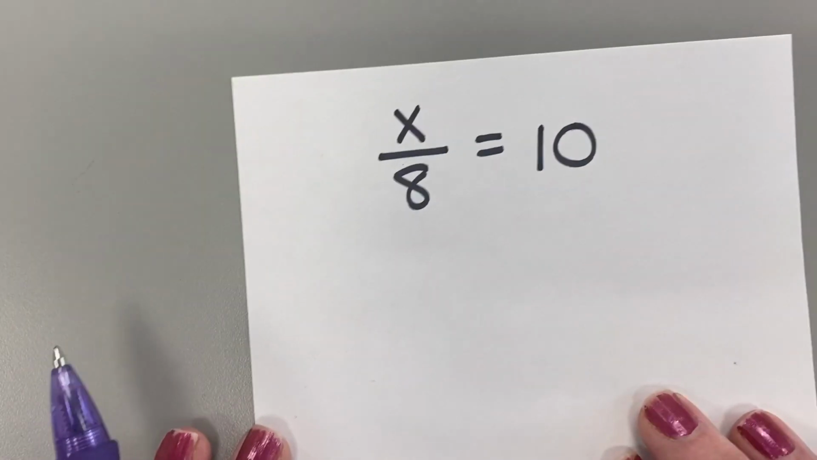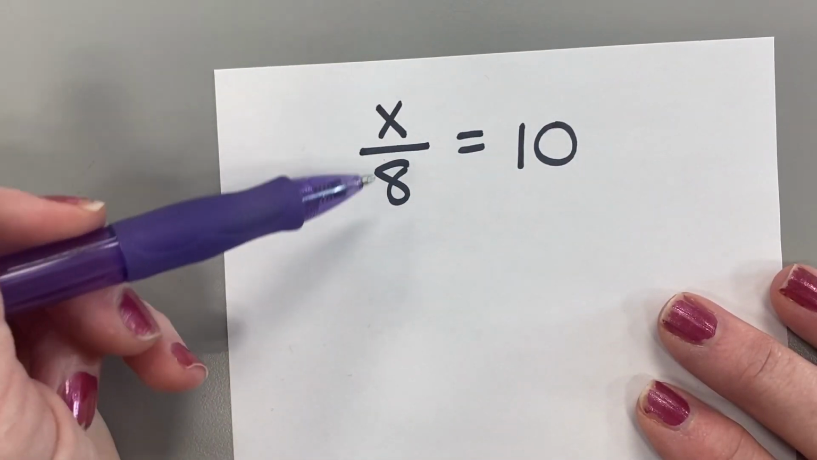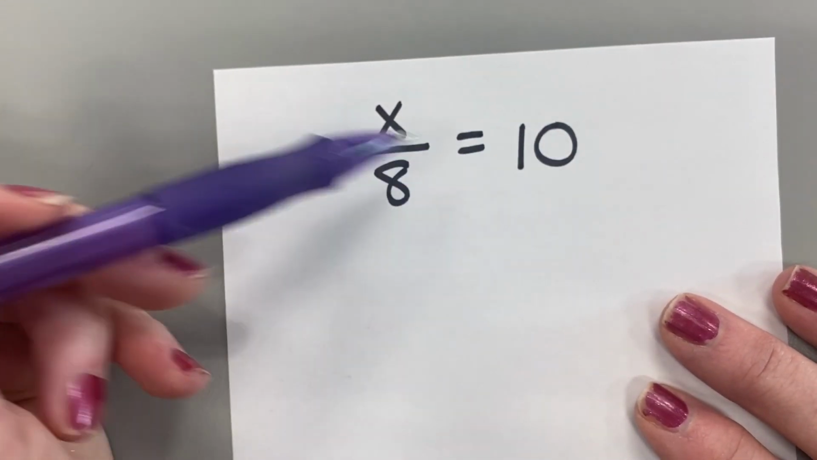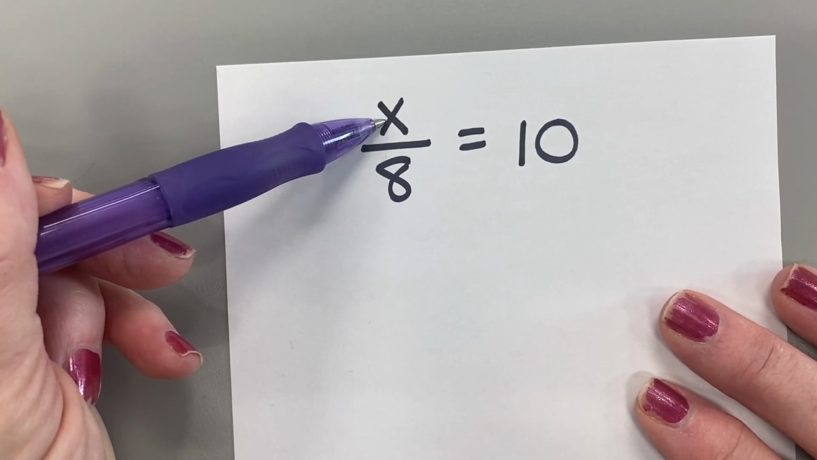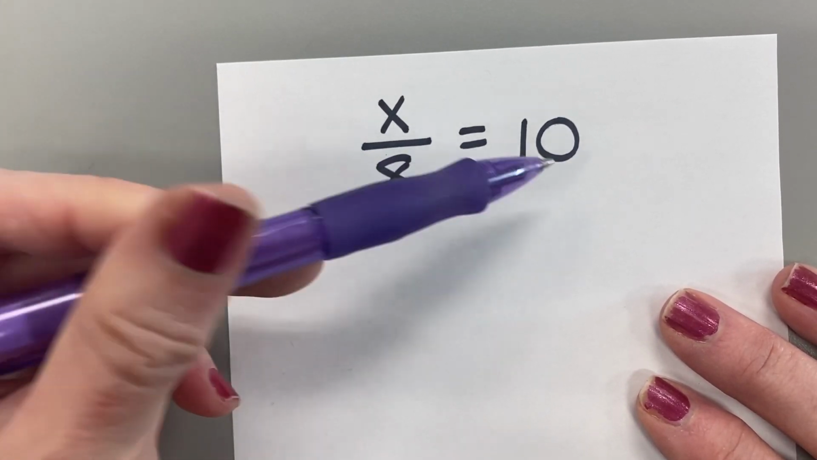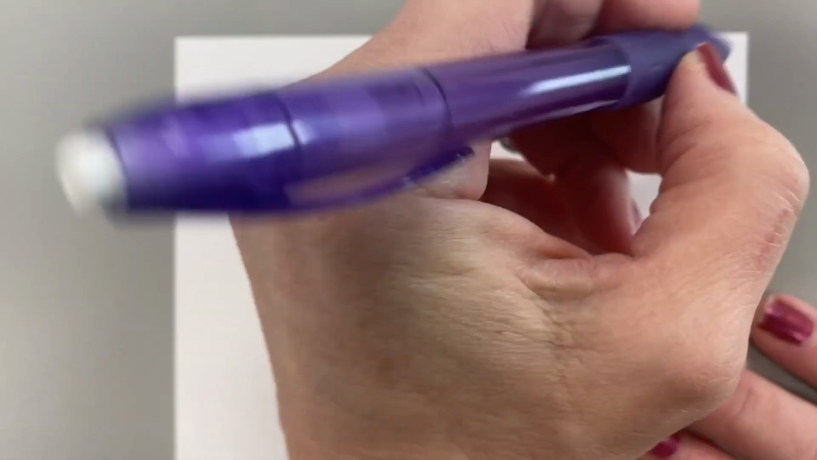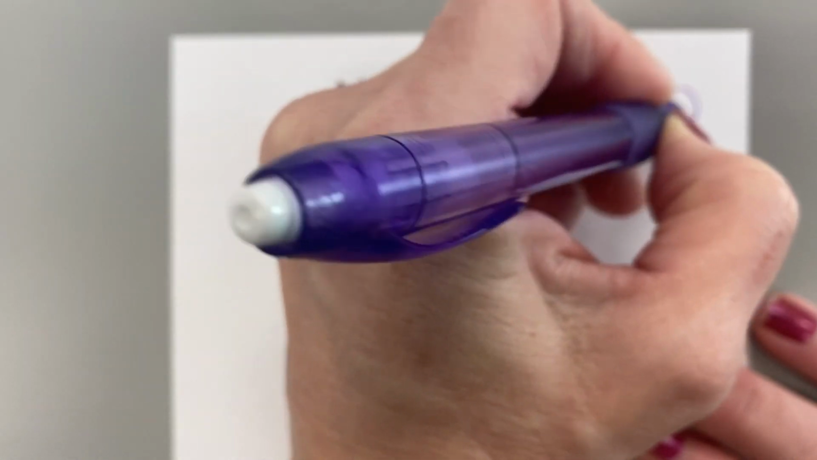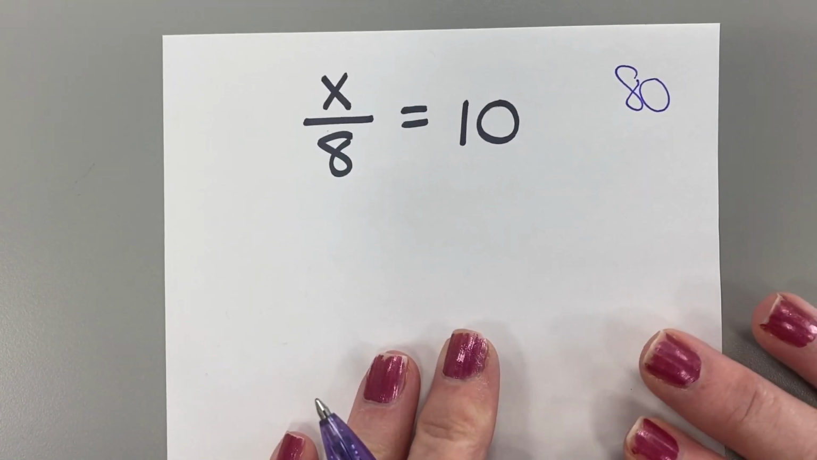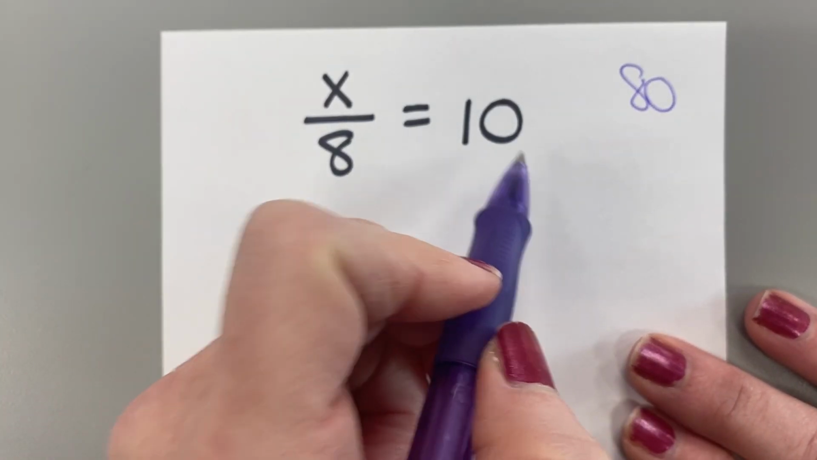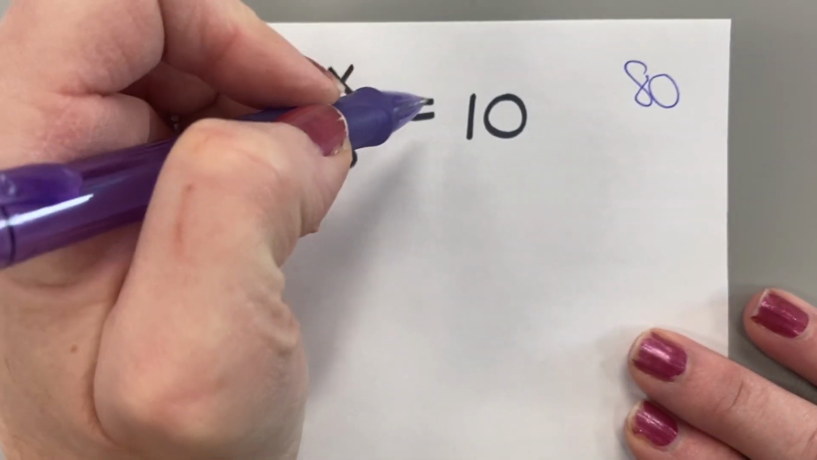And the last one, x divided by 8 equals 10. What number divided by 8 makes 10? Think about it. Thinking 80 maybe? 80 divided by 8 makes 10. But if you don't want to do it with guess and check, we can draw our bar here.